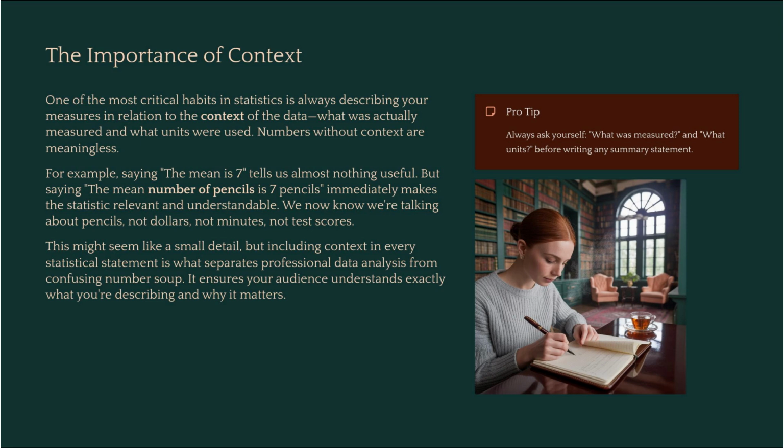The most common mistake students make is calculating the numbers without talking about context. For example, if you find the mean is 7, you must say, the mean number of pencils is 7 pencils. You have to mention what you measured and the units you used. Without context, the numbers are meaningless. Context is what transforms a number into a piece of information.